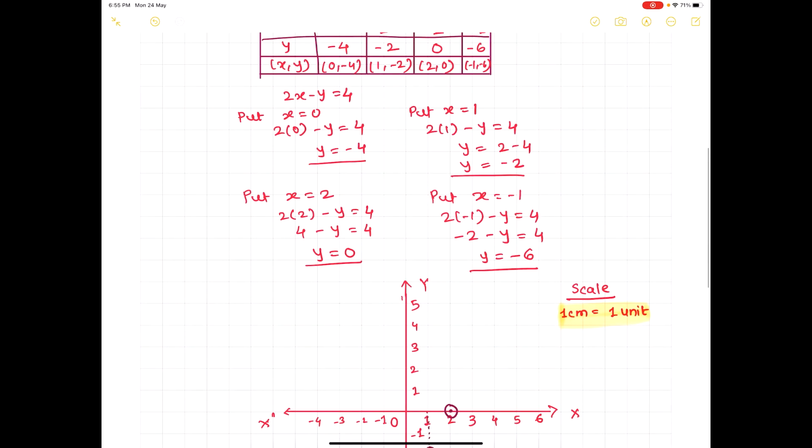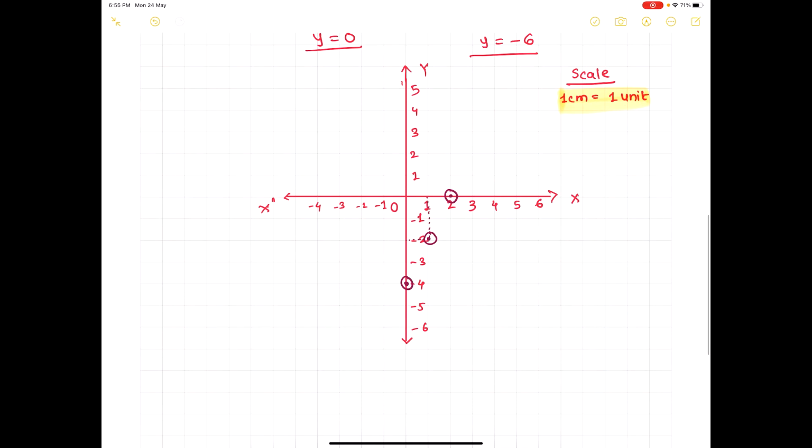Then next is minus 1, minus 6. Minus 1, that is negative, minus 1 here, and minus 6. I am going, okay, this is our point, minus 1, minus 6. So these are the 4 points I have drawn on the graph paper. Next point is what? We have to draw a line which is going through all the points.